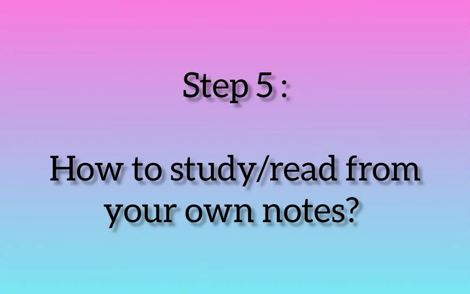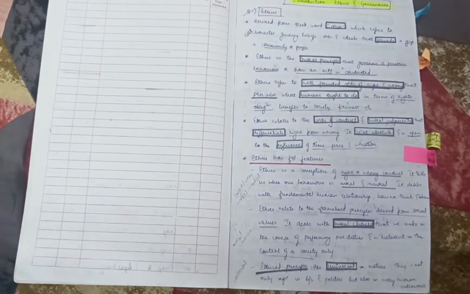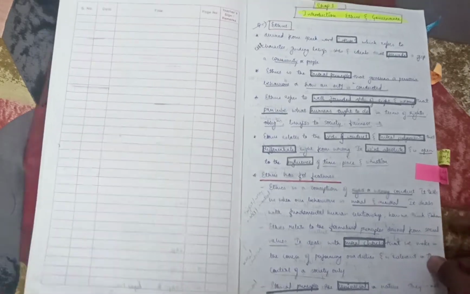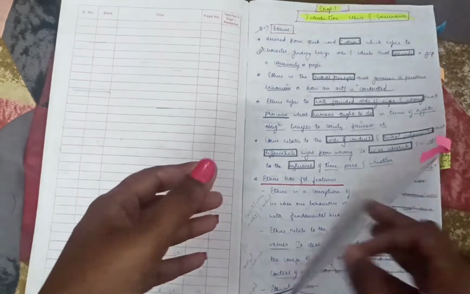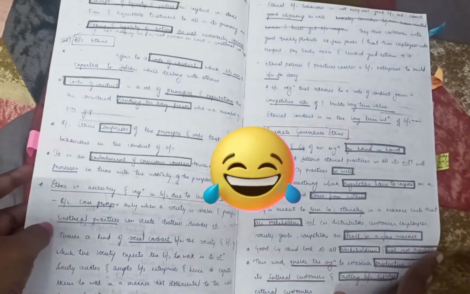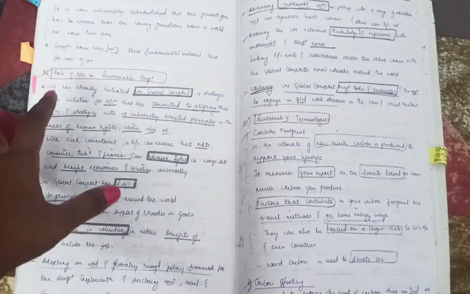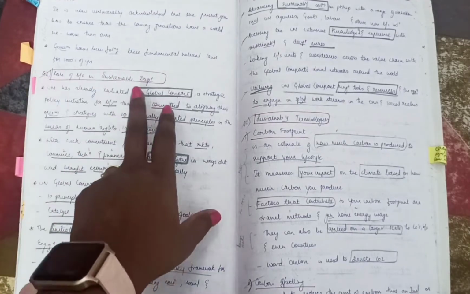Okay, so the last step, step number 5, is how to read from your own notes. It is very simple. You're going to complete 3 readings from your notes and you will be well prepared for the exam. Let me tell you how. Let me go to some other question, because you might be bored looking at the same questions. This question says, what is the role of business in sustainable development?